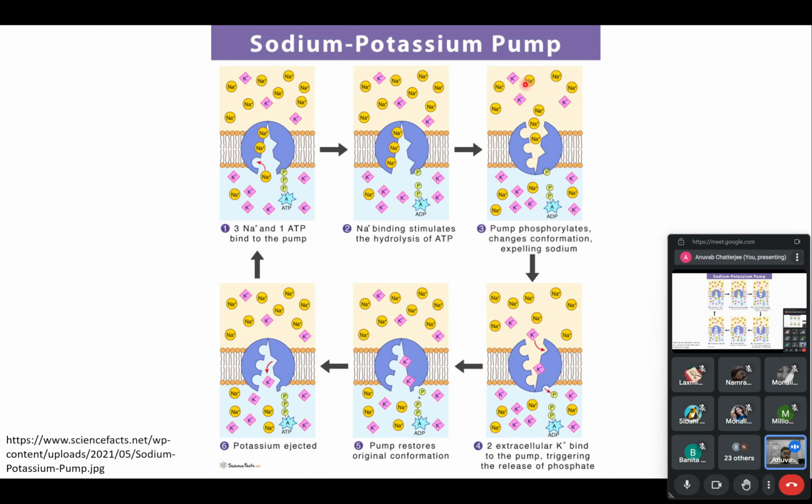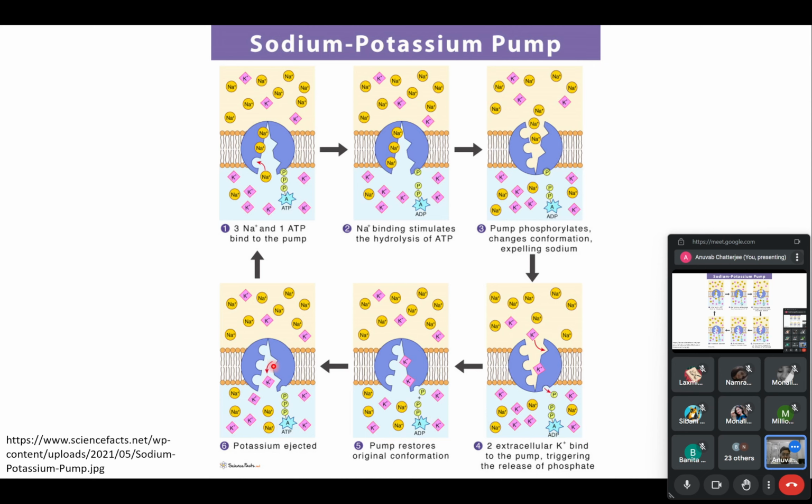Now this pump is open towards the extracellular side and closed towards the intracellular side. In this situation, 2 potassium ions bind to the pump. Once 2 of them are bound, the phosphate that was added by ATP is released and the pump goes back to its original intracellular facing side. So it now faces intracellularly. Once the phosphate is released, the potassium is also released into the cytoplasm.